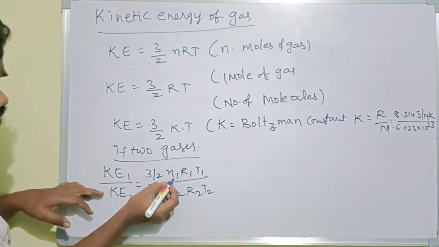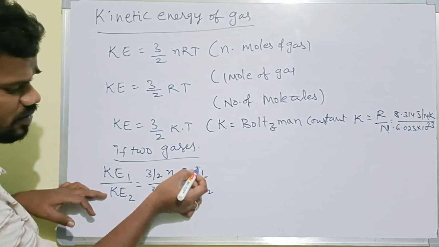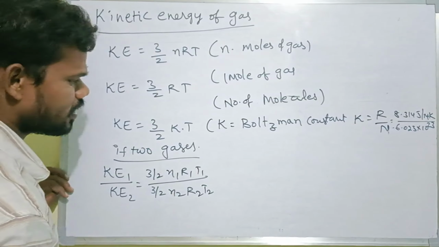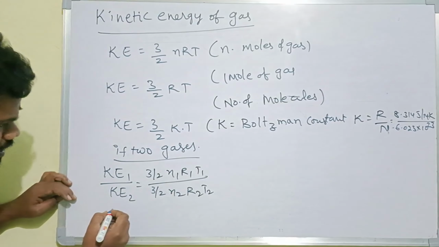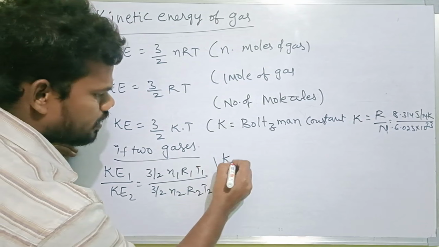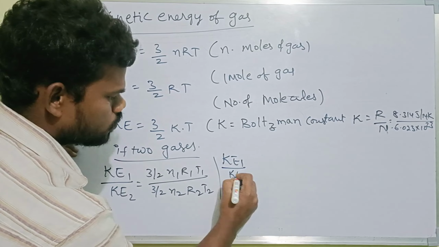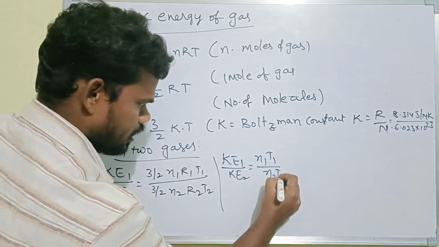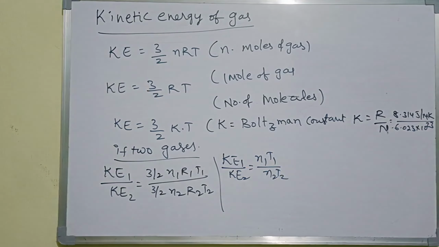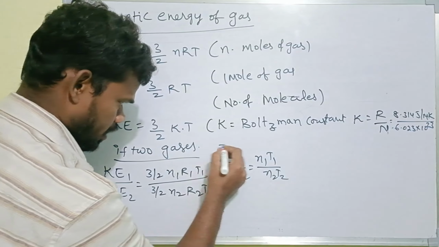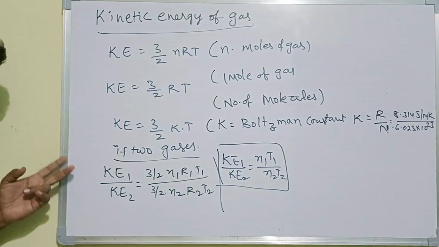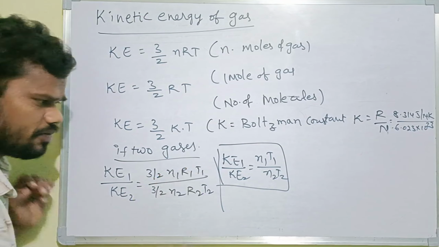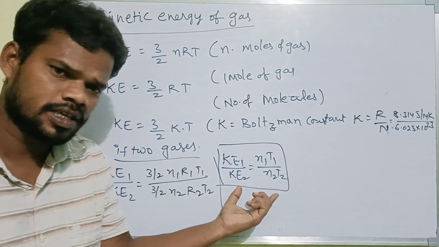Then the universal gas constant is also the same here. If the gases have different numbers of moles and different temperatures, the formula we are using is Ke1 by Ke2 equals N1 T1 by N2 T2. So this is the formula if the two gases are different, with different numbers of moles and different temperatures.